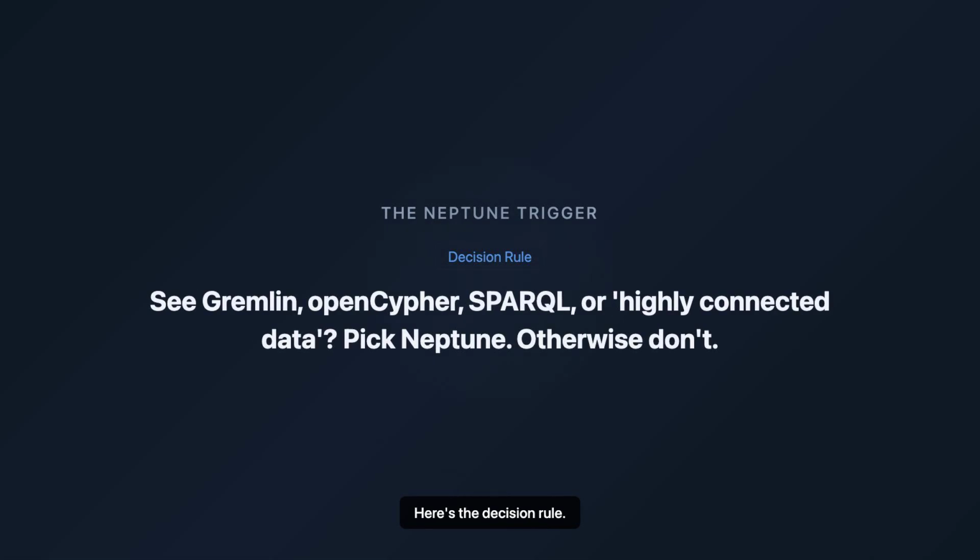Here's the decision rule. If you see any of the 3 graph query languages, Gremlin, openCypher, or SPARQL, pick Neptune. If the scenario describes highly connected data, multi-hop traversals, fraud rings, or social recommendations, pick Neptune. Otherwise, don't. Many teams reach for Neptune just because their data has ID fields, then realize Aurora with well-indexed joins would have served them better. Traversal must be the primary access pattern.